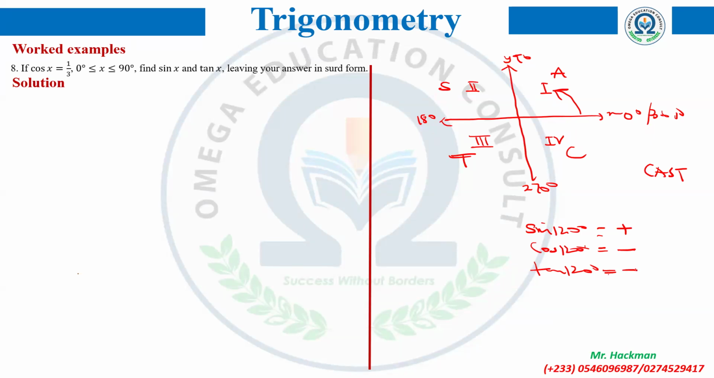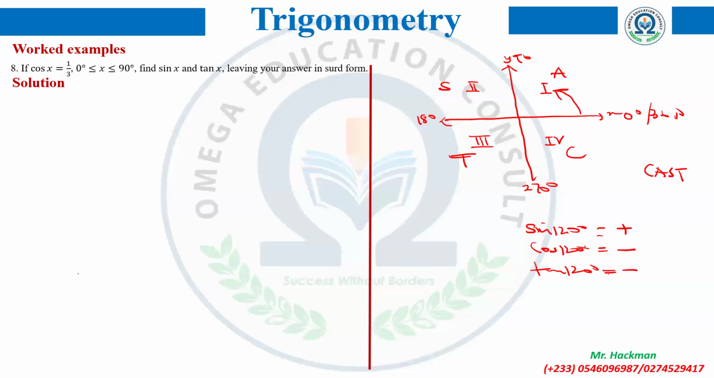Negative. So indeed, you can see that in this quadrant, it is only sine of an angle that will give us positive. The other two will be negative. So you can verify for the other two. Is my point well made, my professors?